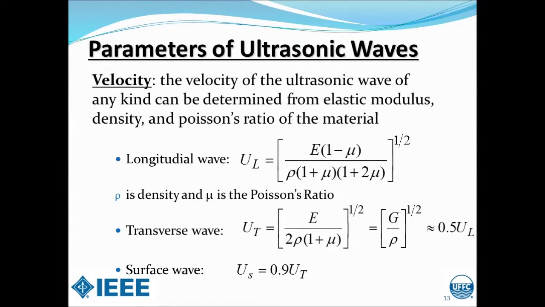The velocity of ultrasonic waves is determined by the elastic modulus, density, and Poisson's ratio of the material they travel through. The following shows three equations for the velocities of different types of waves. These include longitudinal wave, transverse wave, and surface wave.